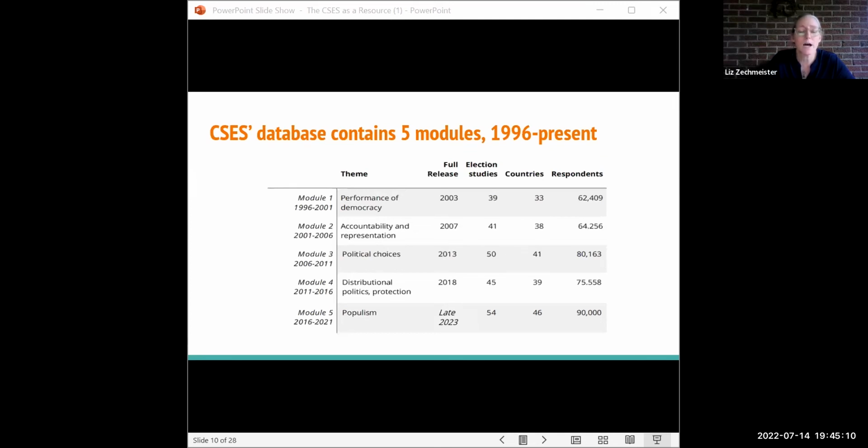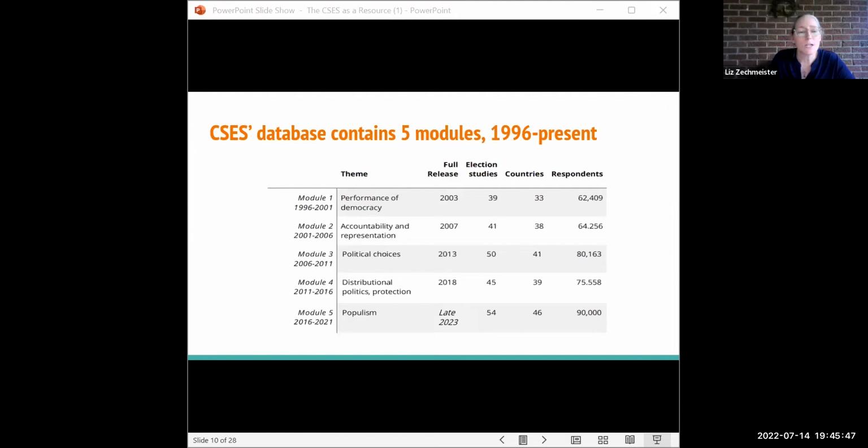And the next module is currently in progress in the field, and I'll leave it as a little bit of a mystery. If you want to discover the theme for that module, you can go to the website and dig into that. Those data will be available starting a few years from now. If you're interested in digging into the database itself, what you have here on this slide represents the set of themes that are available to the current point in time, with the full release of the most recent module scheduled for sometime in the next year.